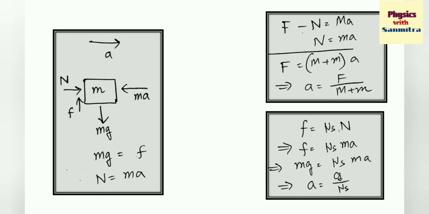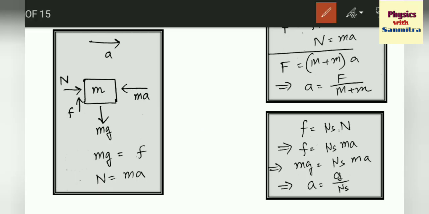Now the second one. Let's draw the free body diagram. Same free body diagram: this is mg, this is ma, this is N. Mg is equal to f. Mg is downward, f is upward, so this is at equilibrium. Mg is equal to f, because this block is not slipping downwards. This block is constrained to move along the larger block, so this N will be balanced by this ma.